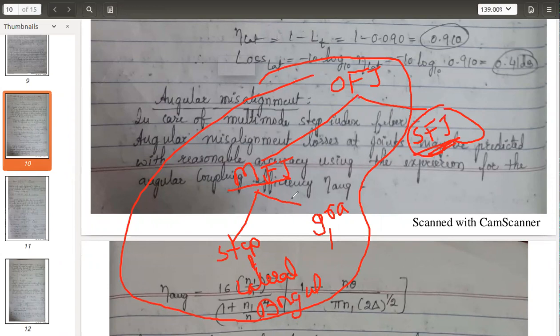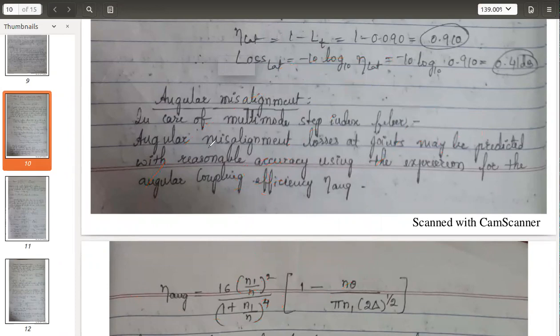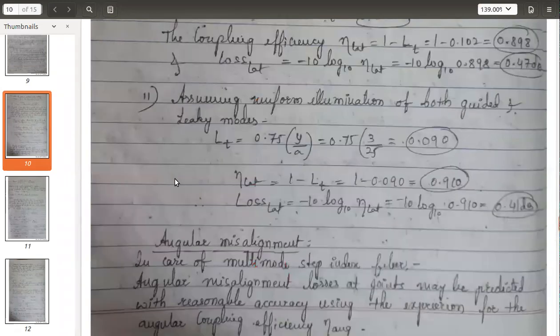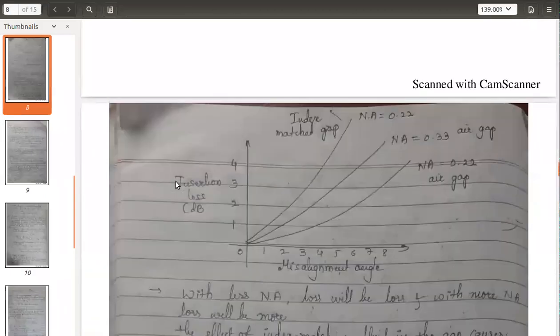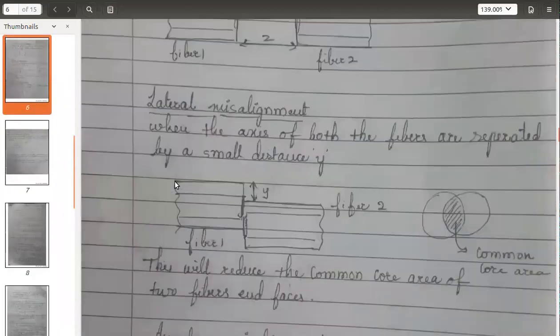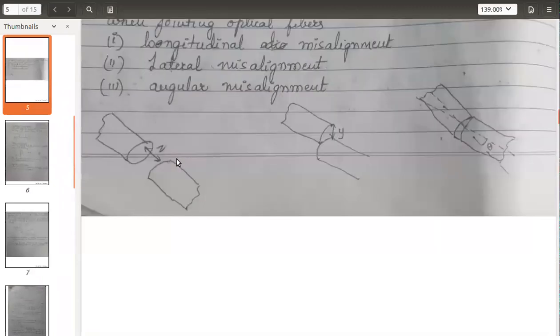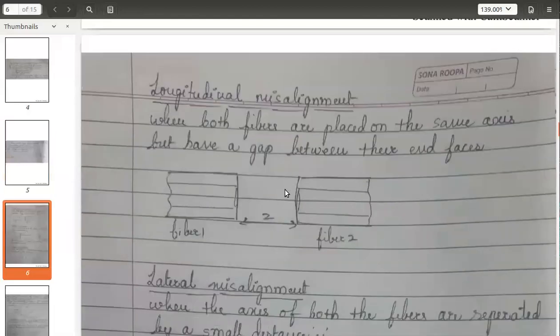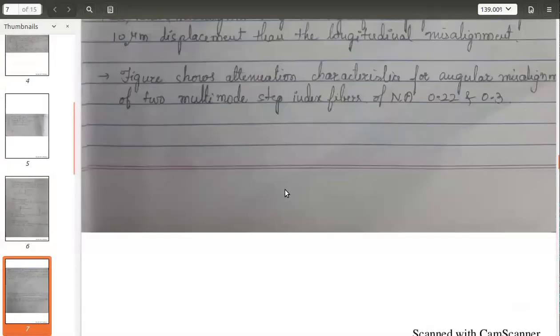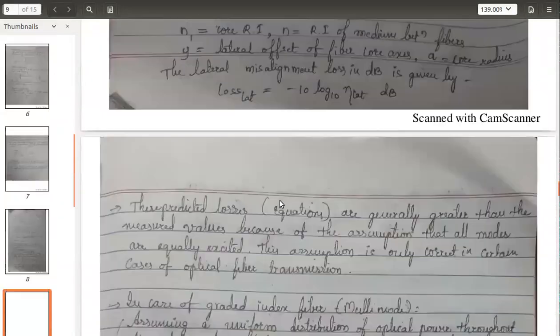Now, some four I had listed, the different losses that exist due to some mismatch in the core diameters. Here it is: different core and cladding diameters, numerical apertures, refractive index profiles, and fiber faults. These we call intrinsic joint losses. So before moving to the single mode fiber joint, let us discuss those four possibilities.